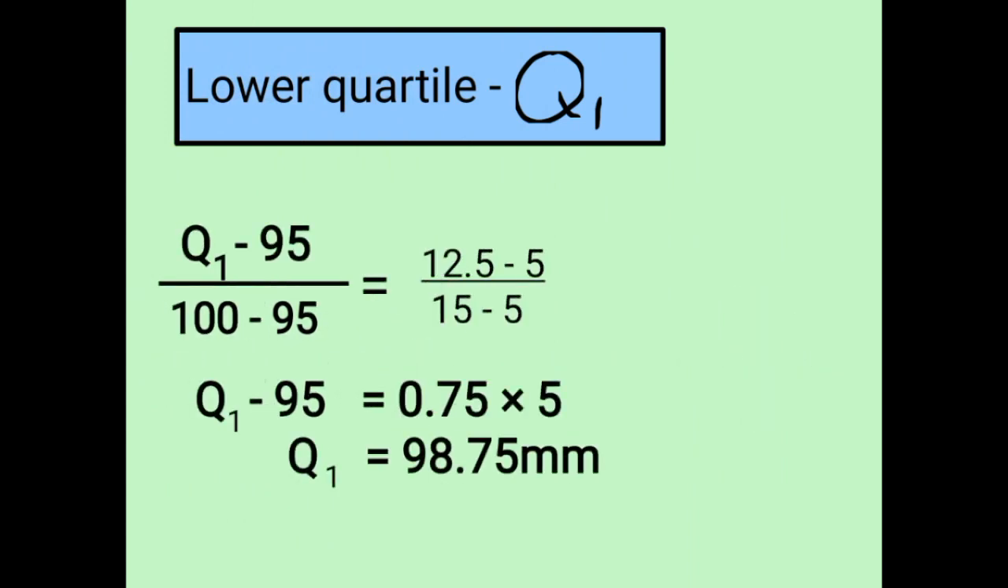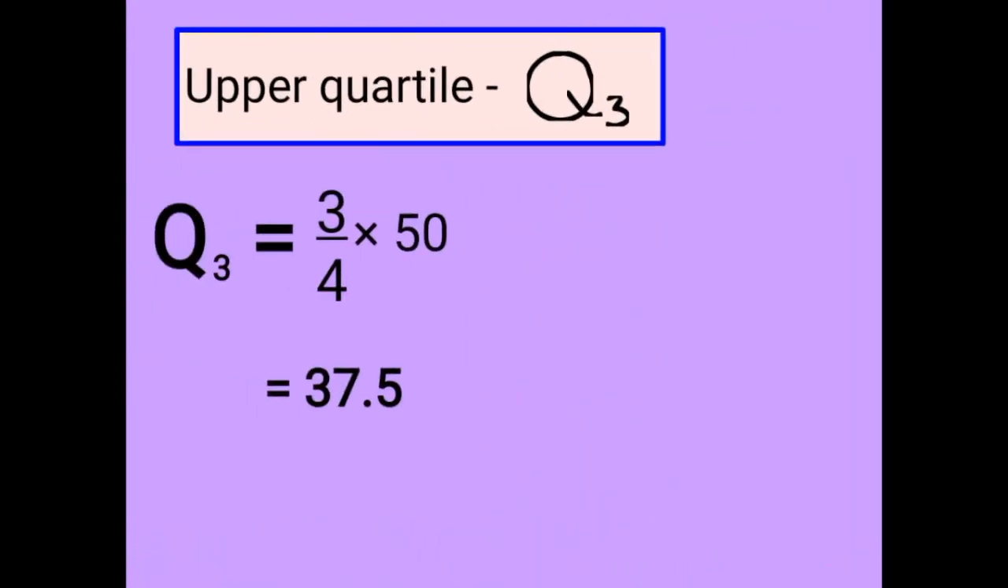The 12.5th value lies (12.5 minus 5) over (15 minus 5) of the way into the class. So, Q1 lies (Q1 minus 95) over (100 minus 95) of the way between the class boundaries. You can evaluate these two fractions into an equation to solve and find Q1. So Q1 minus 95 equals 0.75 times 5. Q1 equals 98.75 millimeters. Q3 equals 3 over 4 times 50 equals 37.5.